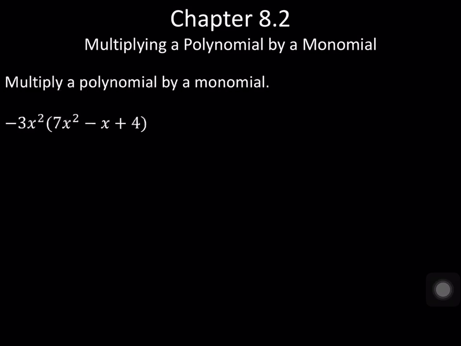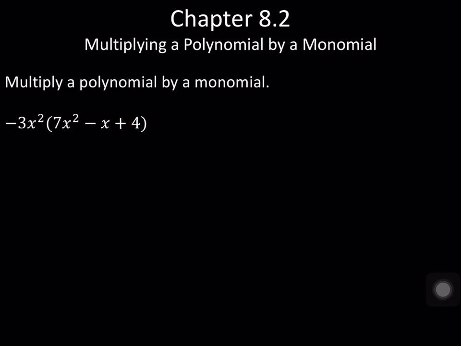So here's our first one, multiplying a polynomial by a monomial. I'm going to do this the long way, just so you can see how all of the parts are moving. But what's basically happening here is this negative 3x squared wants to get distributed, right? There's an understood kind of multiplication sign there between the variable and the parenthesis. And so we want to distribute, we want to multiply. So the negative 3x squared wants to be multiplied times the 7x squared, and it wants to be multiplied times the negative x, and it wants to be multiplied times the positive 4.